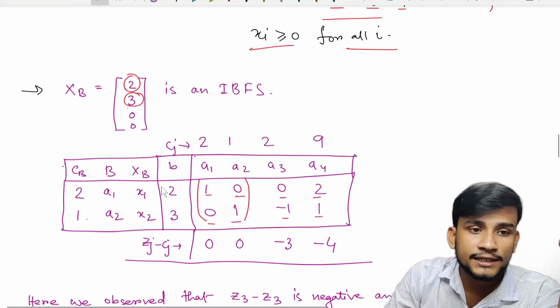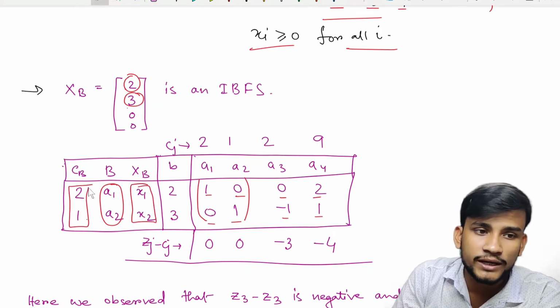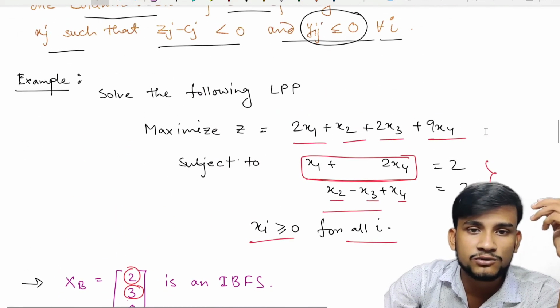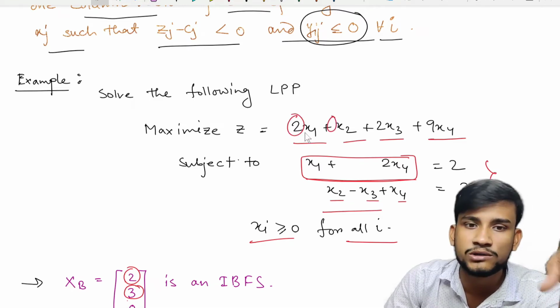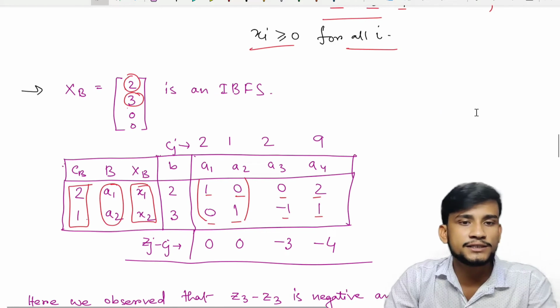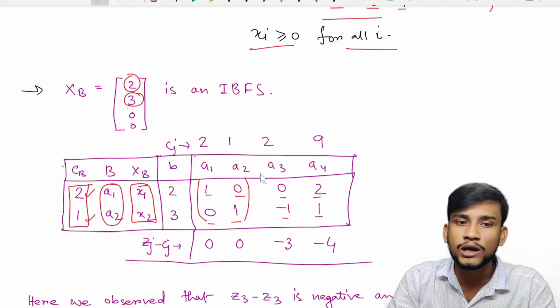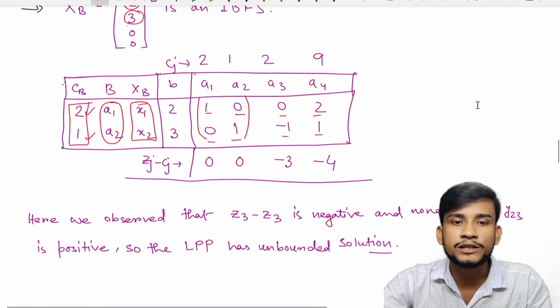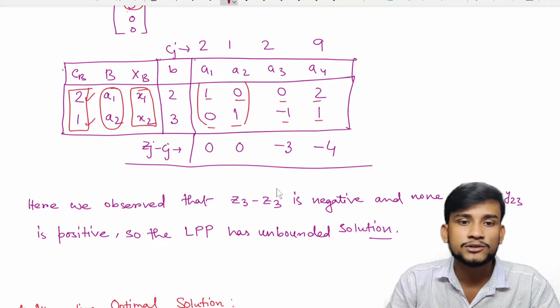In the basis, a1 and a2 form the basis, so here we write a1 and a2, and here we write the basic variables corresponding to a1 and a2, that is x1 and x2. And here we write the costs corresponding to x1 and x2 from the objective function, that is 2 and 1. So 2 and 1 are the costs for the basic variables. x1 and x2 are the basic variables and a1 and a2 are the basic vectors, and the remaining are the non-basic vectors; x3 and x4 in this case are the non-basic variables.